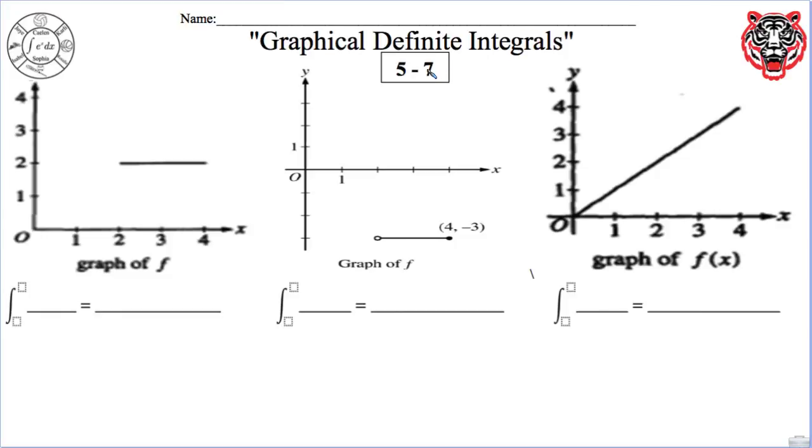All right, so this is going to be the solutions to homework 5-7 for AP Calculus. In this first problem, I just want us to figure out what the area is for this line. So first of all, what is the area looking like?